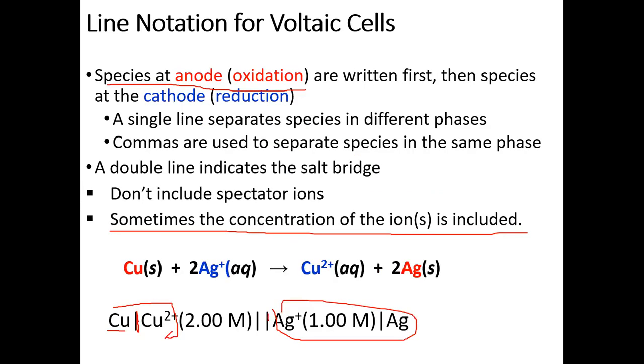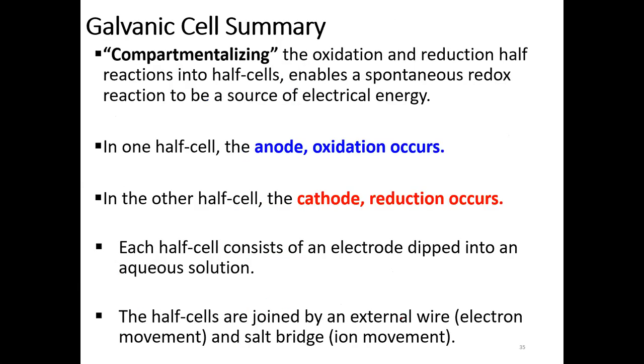And remember, these 2 lines between this and that show the salt bridge. So if you write it down, there's going to be copper, line, copper 2 plus, and let's say we omit the concentration, then you're going to make 2 double lines, and then you're going to write down silver plus going to silver. So that's exactly how you are showing the galvanic cell.